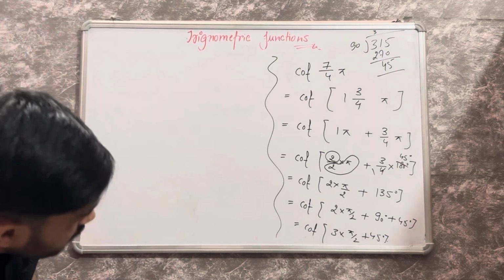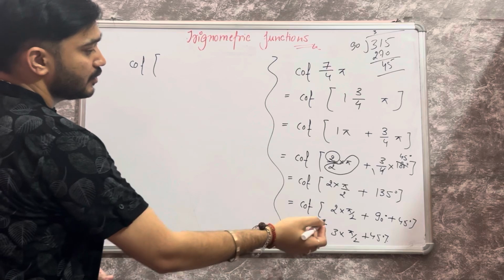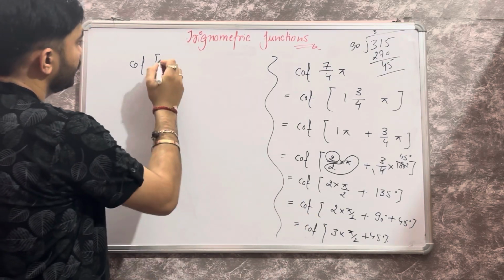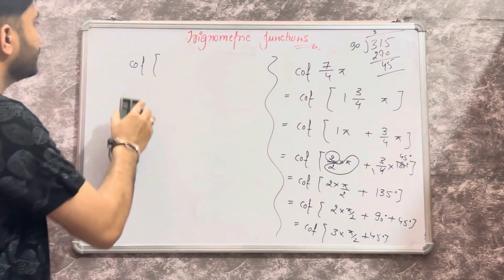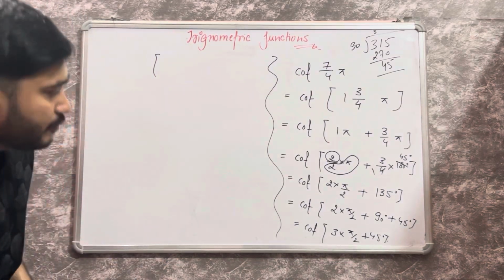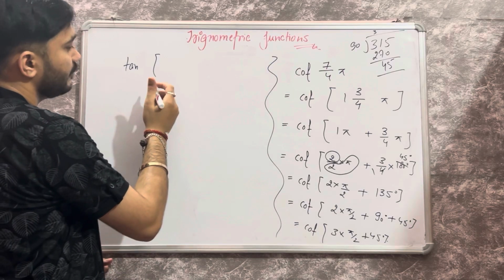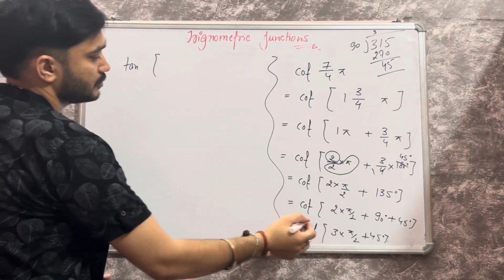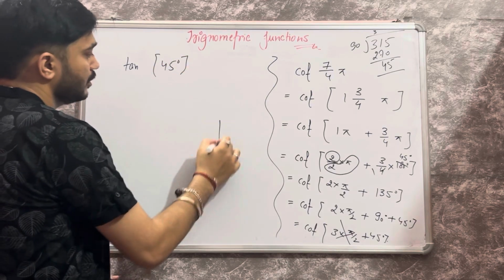Cot 3 into this is, so what will we get? 3 into means the name of the trigonometric function is going to be changed. Cot will be changed into tan. And 3 into 45 means this number will disappear. We will write 45 degree here.